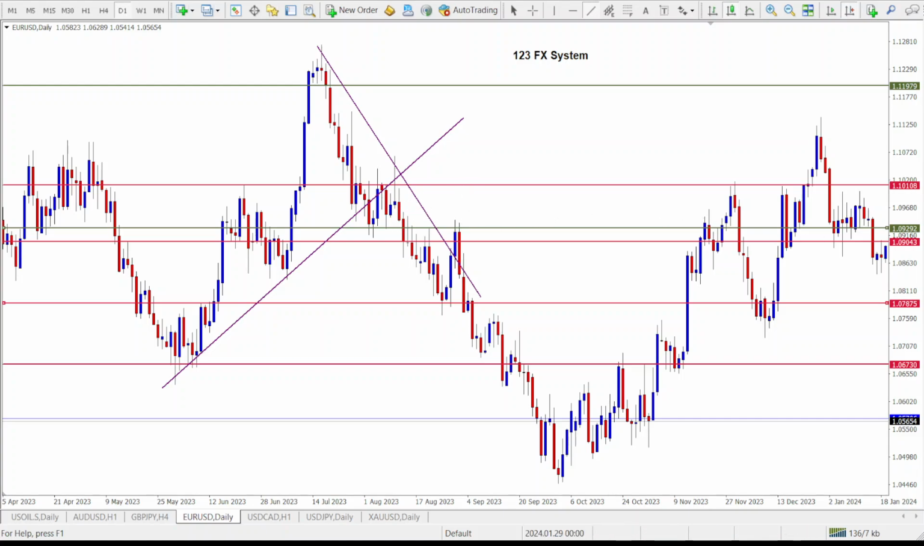Now, to summarize, the 1, 2, 3 FX system gives you a roadmap to follow. First, identify the pivot. Next, wait for the retracement. Finally, act on the breakout. Now, let's talk about how to trade using this system.